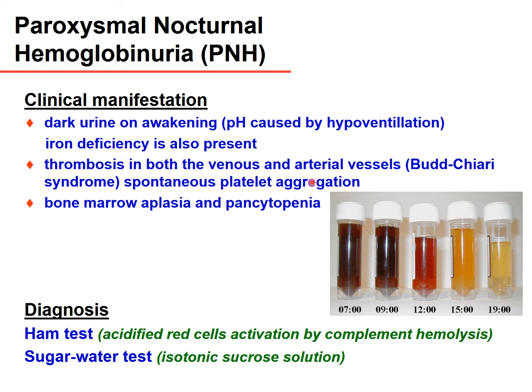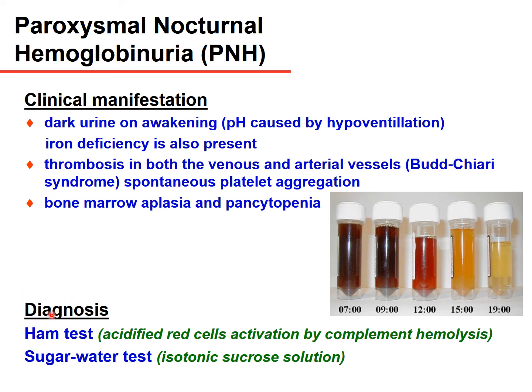Thrombosis in both venous and arterial vessels, Budd-Chiari syndrome, for example, and spontaneous platelet aggregation can happen in this patient. And not only the red blood cells are altered, but usually the platelets and, for example, the white blood cell count decrease. So we have a pancytopenia in the patient. In the morning the patient has hematuria, later hemoglobinuria, later on it clears up and nothing happens. And that's repeated about every 7 days or so.